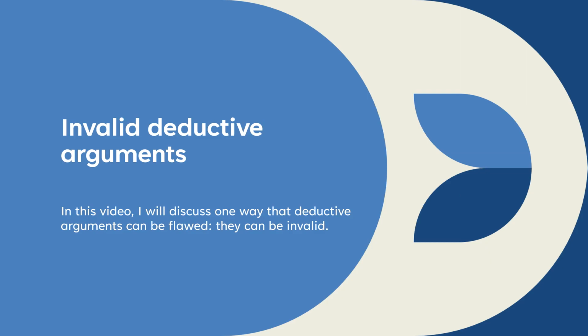In this video, I'll be discussing the topic of invalid deductive arguments. Some deductive arguments are valid, some are invalid. In this video, I'll teach you how to tell if a deductive argument is invalid rather than valid. I'll show you what to look for when you're looking to find out if an argument is invalid.